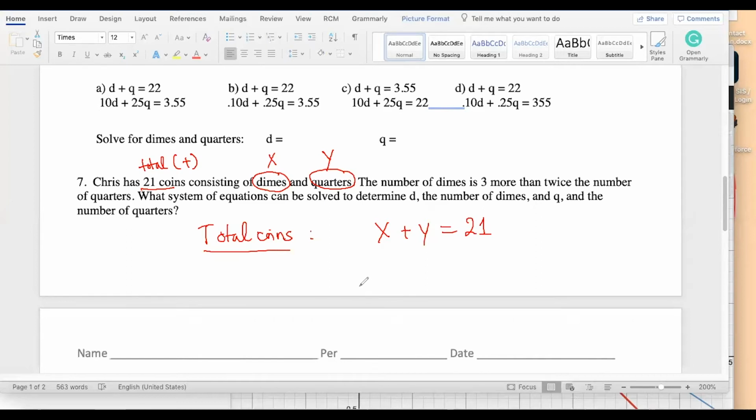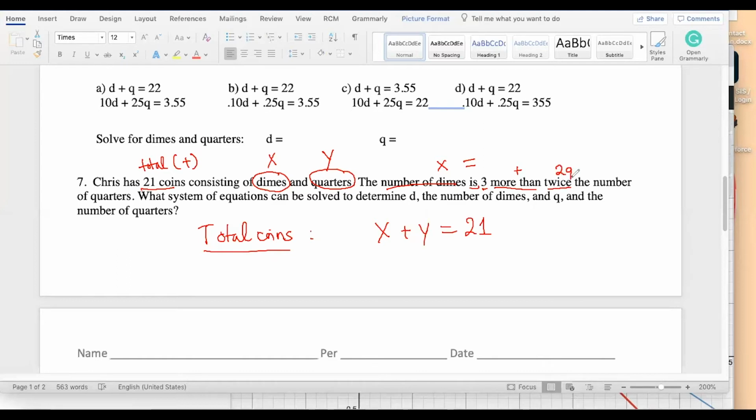And then it says the number of dimes, so that would be X, is equal to 3 more than twice the number of quarters. Since it says "more than," it's almost like "less than," so I'm going to be adding that to something. There's going to be addition. And then there's twice the number of quarters, so that would be 2Q.